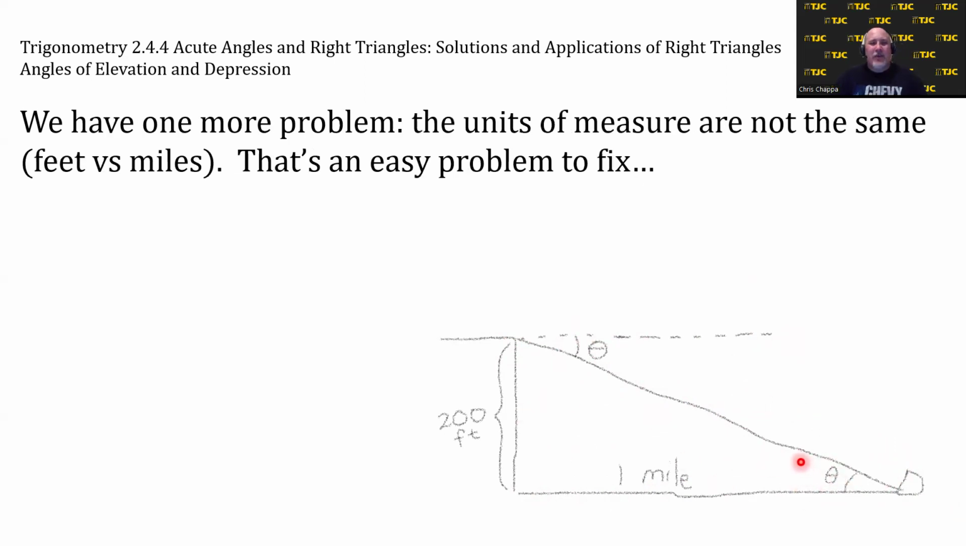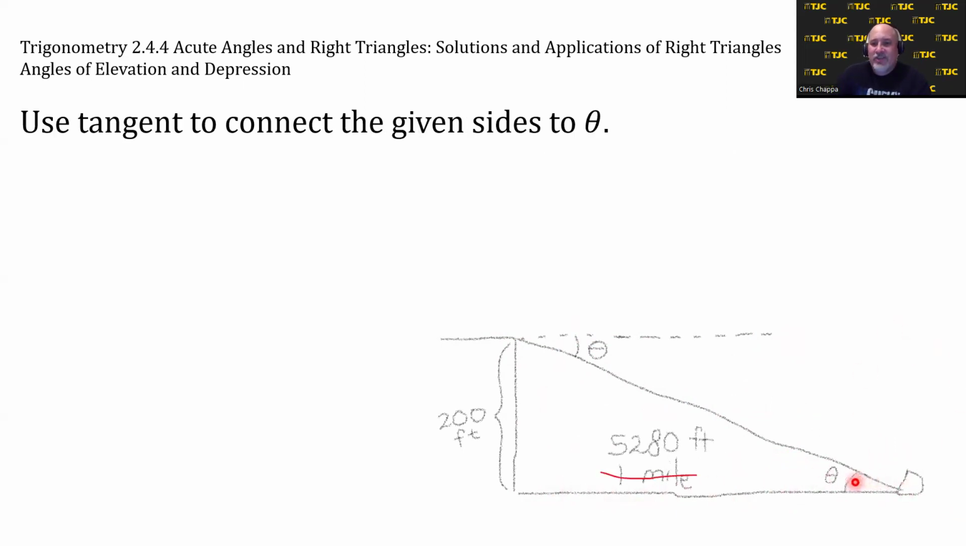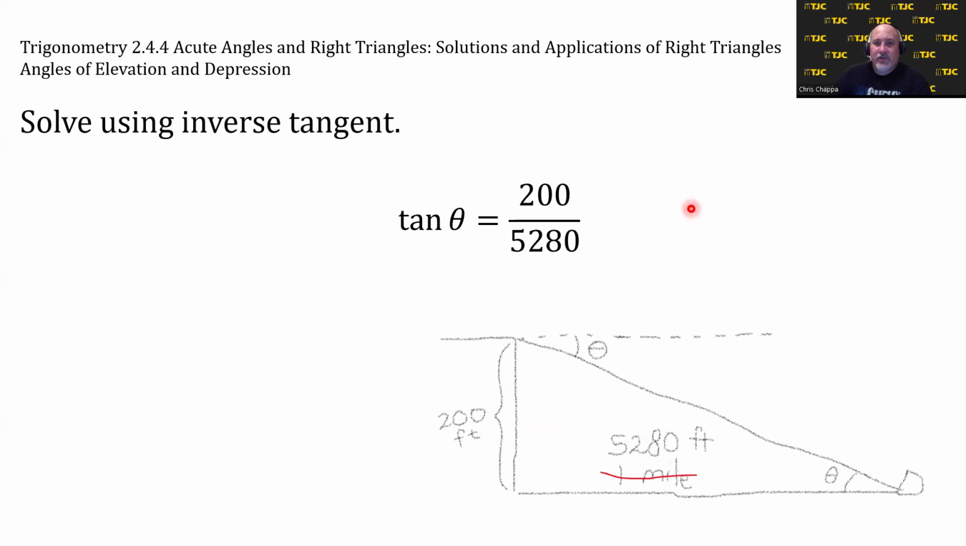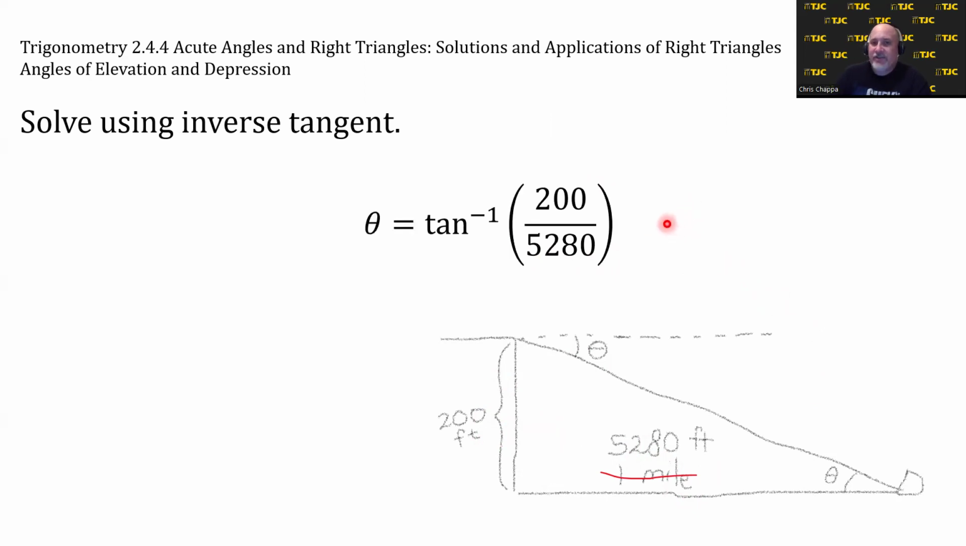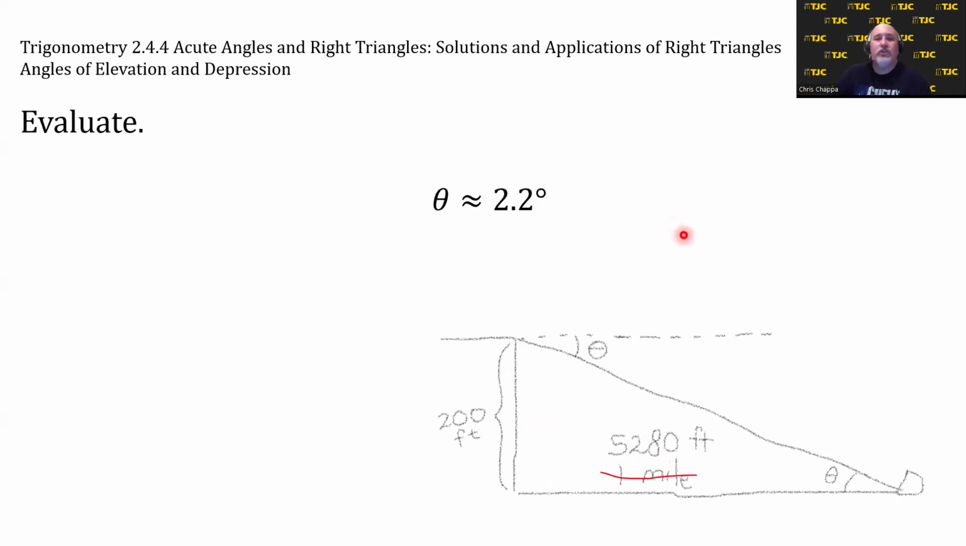And we have one more problem. The units of measure are not the same, feet versus miles. Easy problem to fix, because 1 mile is 5,280 feet. Now we can use tangent because the sides that we have numbered are opposite and adjacent. Tangent of theta is 200 over 5,280. Let's solve using tangent inverse. Remember, no approximations until the end. Theta is tangent inverse of this fraction, and we get an angle of depression of approximately 2.2 degrees.